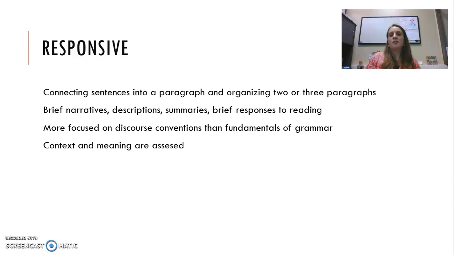Brief narratives, descriptions, summaries, brief responses to reading. These are more focused on discourse conventions than the fundamentals of grammar. So we're going to be more focused on the coherence of their response and meaning rather than grammar. Whereas intensive, we were more focused on form. Context and meaning are assessed here, and we'd start using definitely rubrics to grade responsive type of writing assessment, whereas in imitative and intensive, we still possibly, most likely, would work with a point system where points are assigned for the correct use of form, the correct word, the correct letters, and so on and so forth.